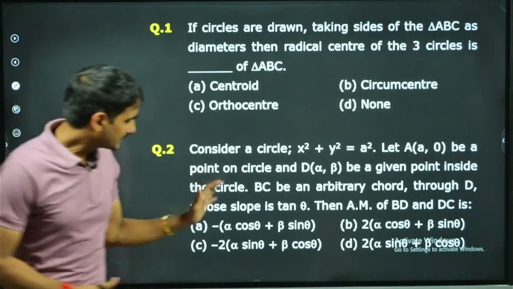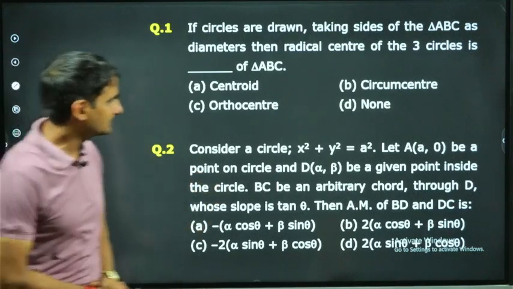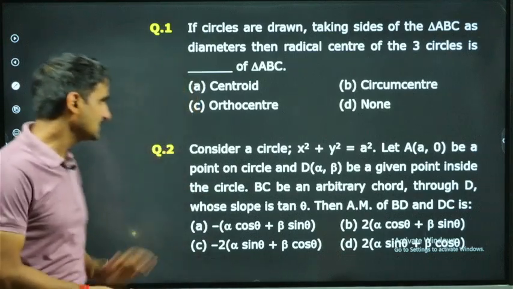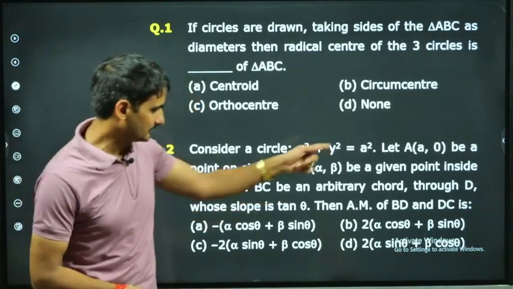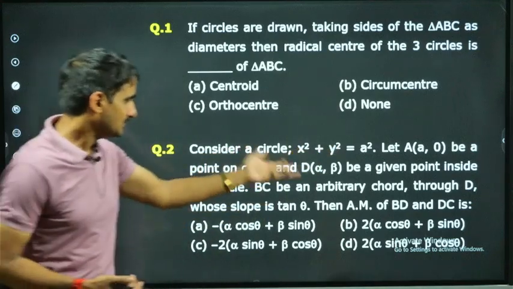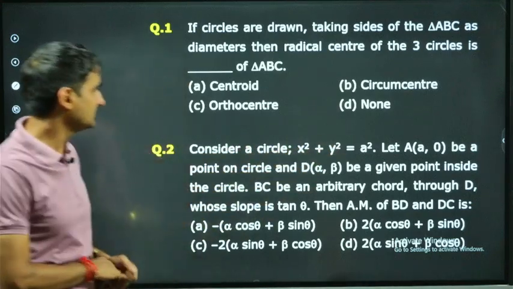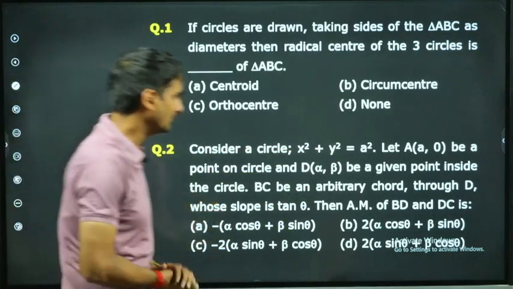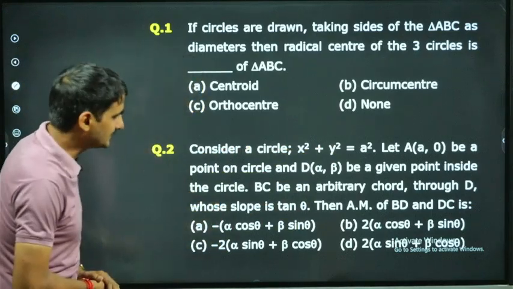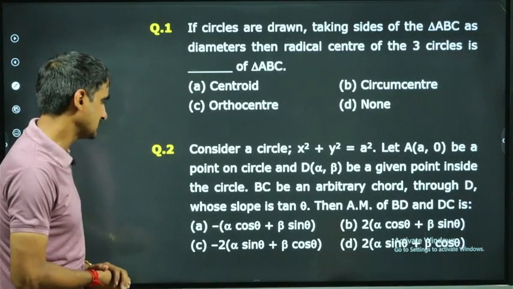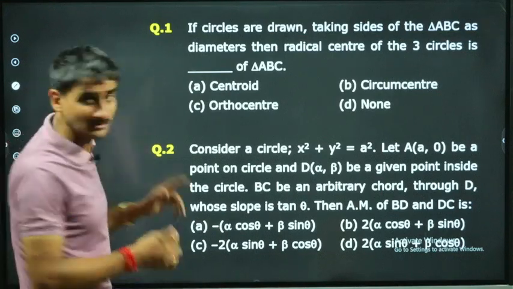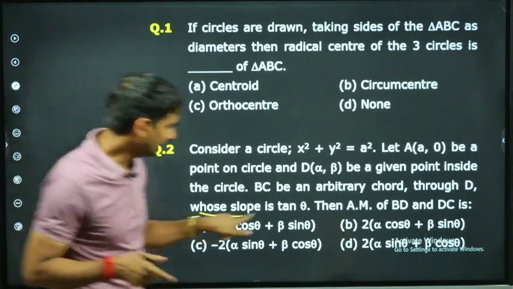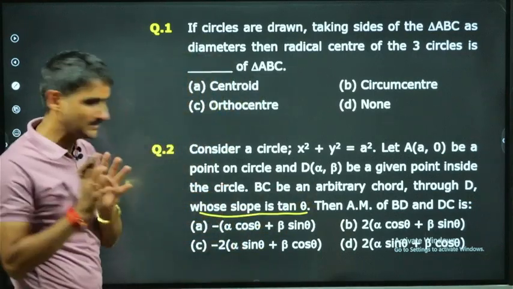So now let's solve the second question here. Consider a circle x square plus y square is equal to a square. So we have a circle, let point (a, 0), so that's the point on the x-axis, and (a, 0) of course is a point on the circle also. Let D(alpha, beta) be a given point inside the circle. BC be an arbitrary chord through D, and whose slope is tan theta. Then AM of BD and DC is.